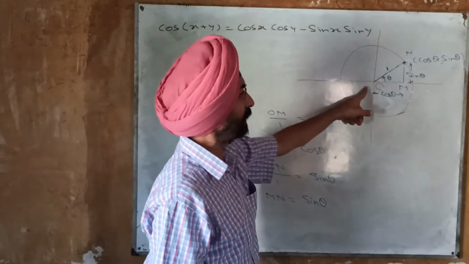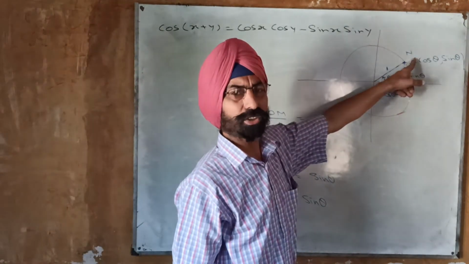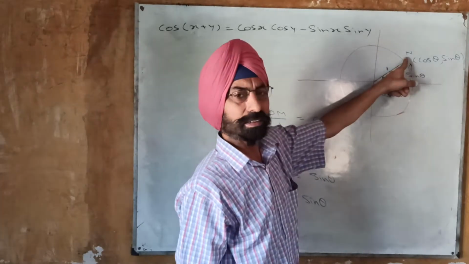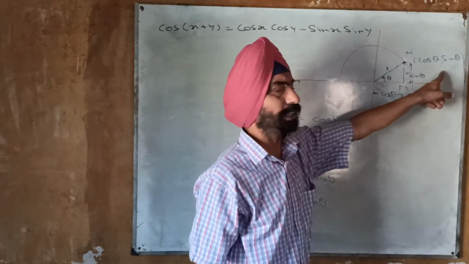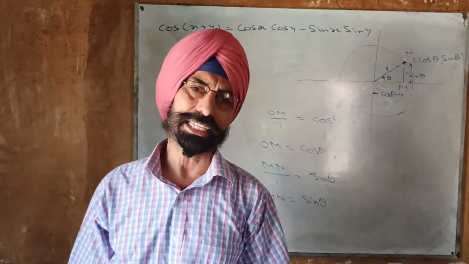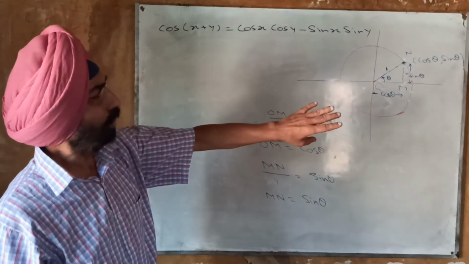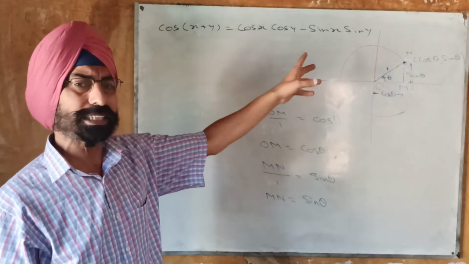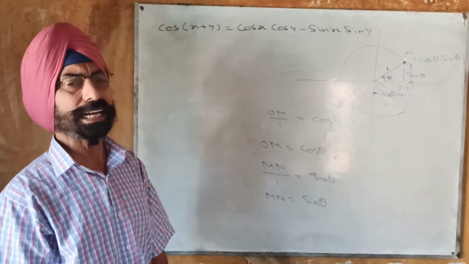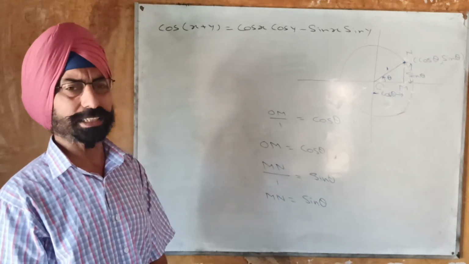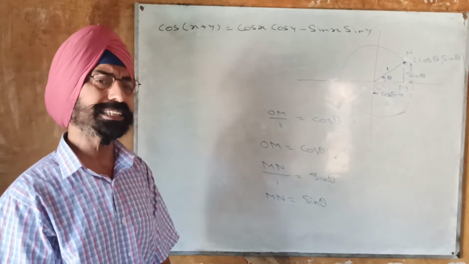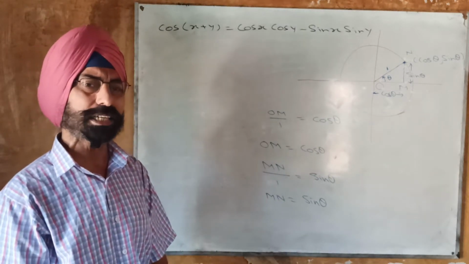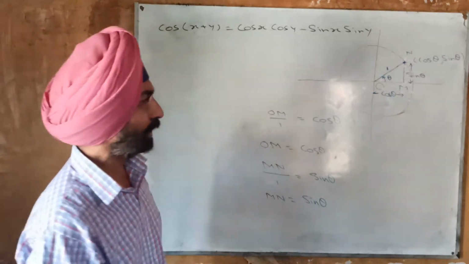So this is the origin. What will be the coordinates of this point? This is cos theta, the x coordinate, and sin theta, the y coordinate. So the coordinates will become cos theta and sin theta. So similarly, on any point of the circumference of this circle, if the line joining that point to the origin subtends an angle of theta, then the coordinates of that particular point will be cos theta and sin theta. So this is the basic thing.